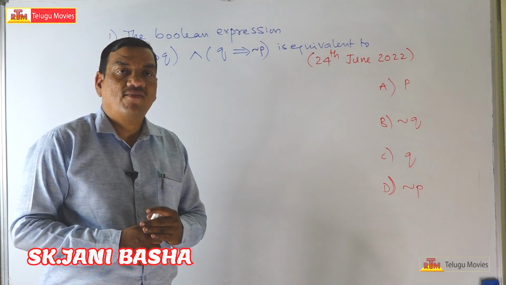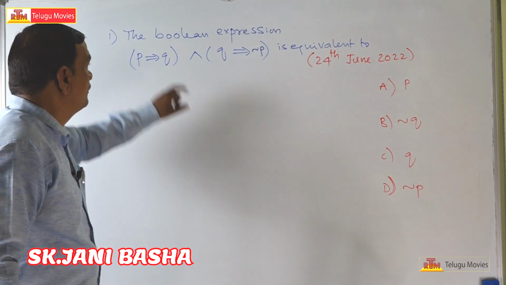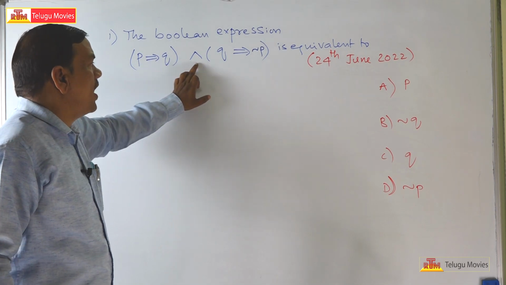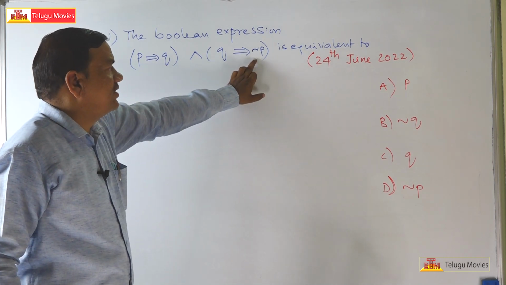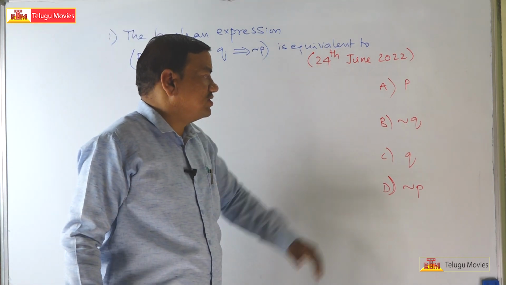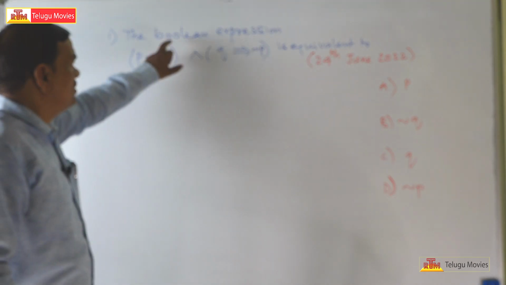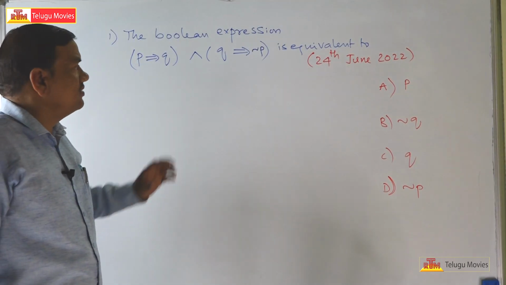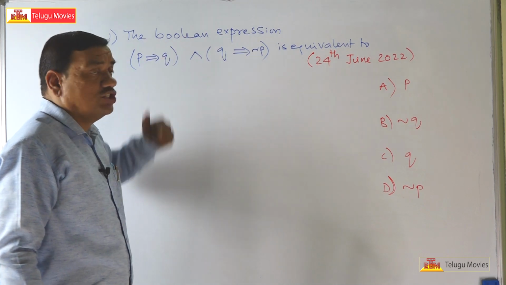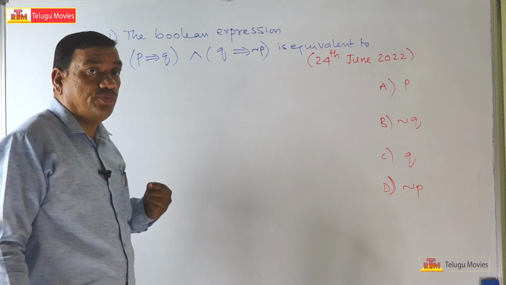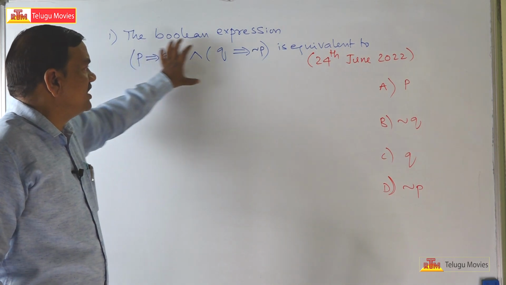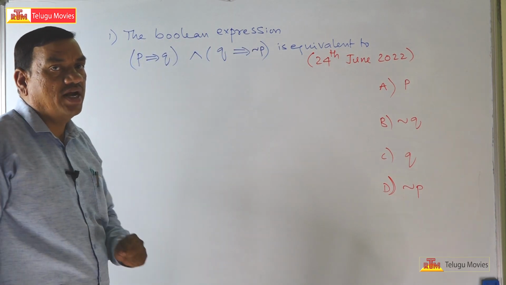Dear students, welcome to the first problem. The Boolean expression P implies Q and Q implies negation P is equivalent to. Here the options are given. This is a Boolean expression. This type of logical statements are named after George Boole. George Boole is a mathematician. On his name, these types of expressions are called Boolean expressions.